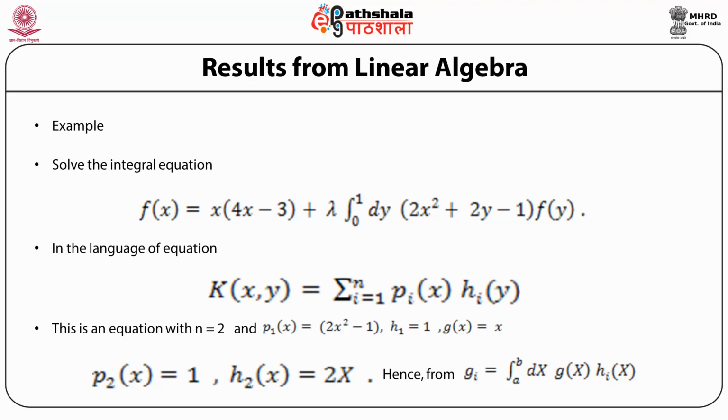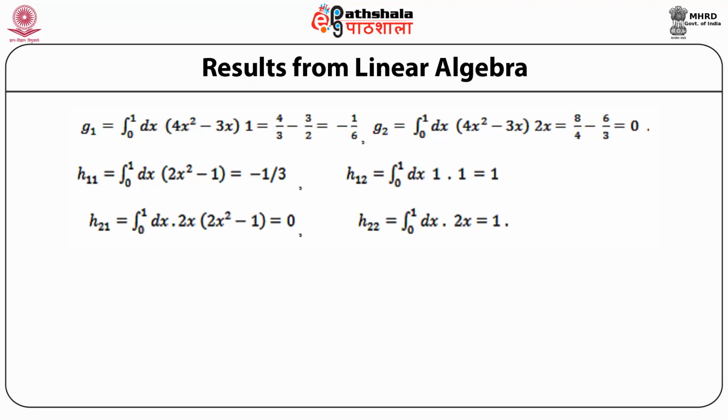Hence, g_i is given by the integral from a to b of dx g(x) into h_i(x). Thus, g1 is the integral from 0 to 1 of dx, and now substitute for g1 and h1, which is 4x square minus 3x into 1, whose integral is minus 1 by 6. Therefore, g1 is minus 1 by 6. g2 likewise can be calculated to be 0. h11 is the integral from 0 to 1 of 2x square minus 1 dx, which is minus 1 by 3. h12 is 1. h21 is the integral 0 to 1 dx of the product of 2x into 2x square minus 1, which is equal to 0. h22 is the integral 0 to 1 dx of 2x, equal to 1.